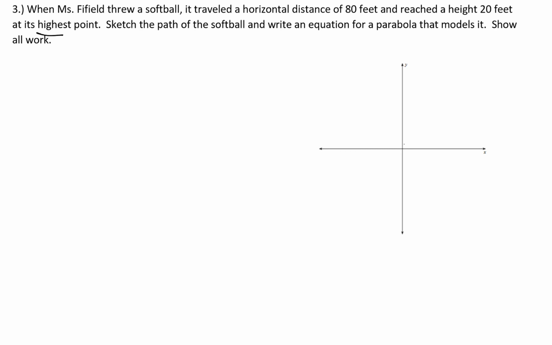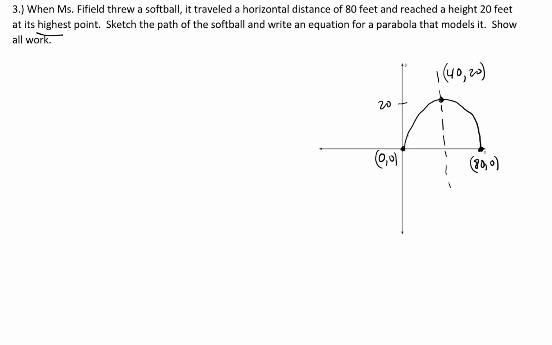So throwing a softball is going to be modeled with a quadratic or a parabola. So I'm going to draw my parabola here. I know that this is going to be 0, 0, and this horizontal distance is going to be 80 feet. So this is 80, comma 0. I know that the axis of symmetry is going to be right through the middle. And so I know the vertex here is going to be at 40, comma, and they told us the height of this is going to be 20 feet. So 40, 20.